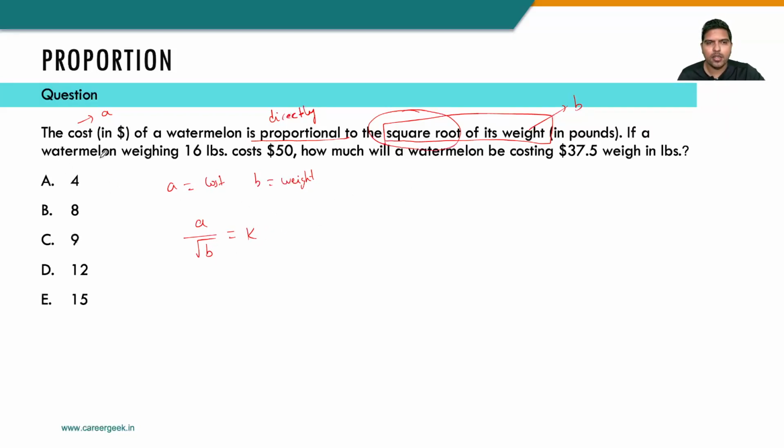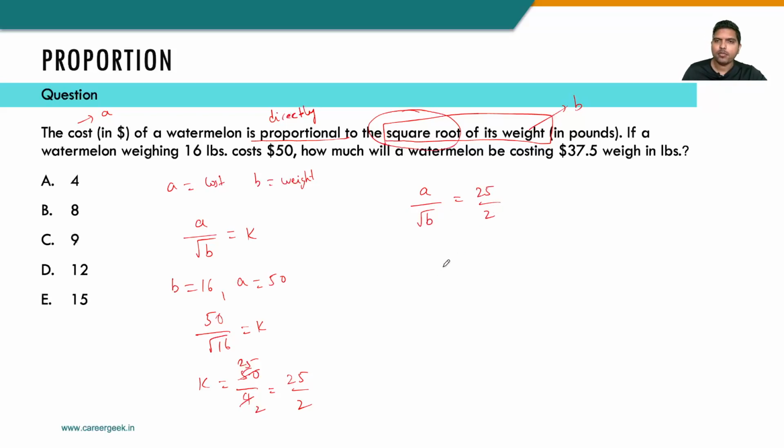If a watermelon weighs, B is given as 16. When B is 16, A is 50. So 50 upon square root of 16 is K. So K is 50 upon 4. We can cancel by 2. So K value is 25 upon 2. So what we got is A upon square root of B is 25 upon 2.